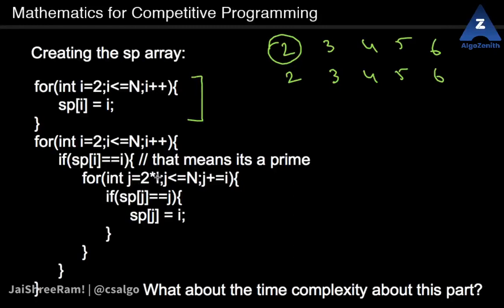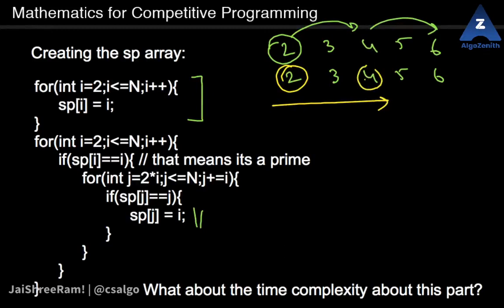So for all its multiples that we look into, we go into the multiples of 2, and for each of the multiples we see for 2, we check if SP of j is equal to j. That means if that number's SP has not yet been changed, then change it to i, because we are looping from front to back. Whenever we see a number unchanged for the first time, we set it. For 4 it has not been changed, so we make it 2. For 6 it has not been changed, so we make it 2, right?